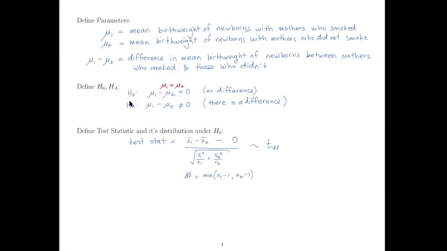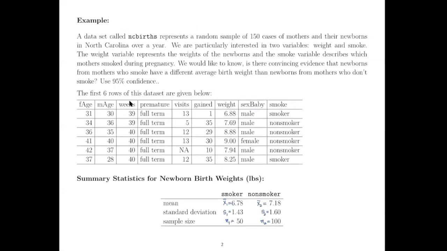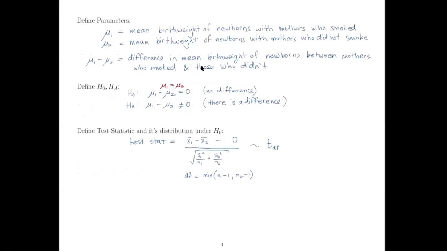And in this case, let's just go back to the wording of the problem here. It says that we would like to know if there's convincing evidence that newborns from mothers who smoke have a different average birth weight. So because it says different and not more or less, we're going to use a two-tailed test. And so we're going to use that not equal to sign there in the alternative hypothesis.